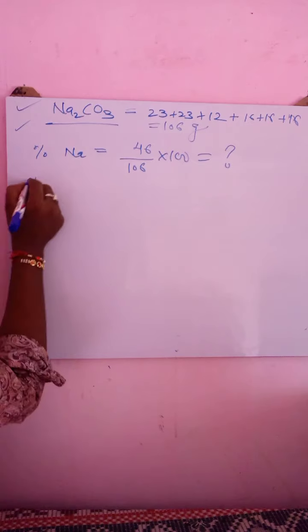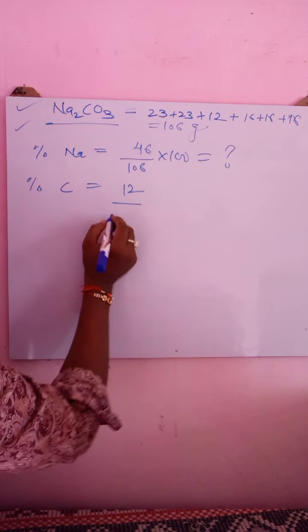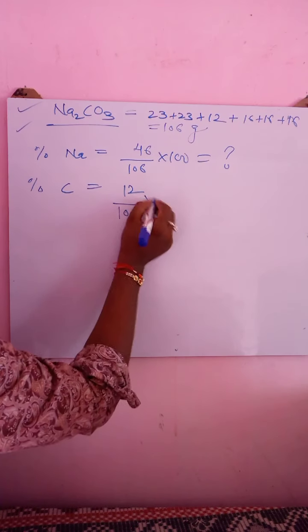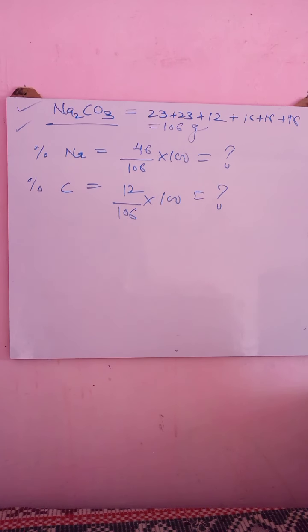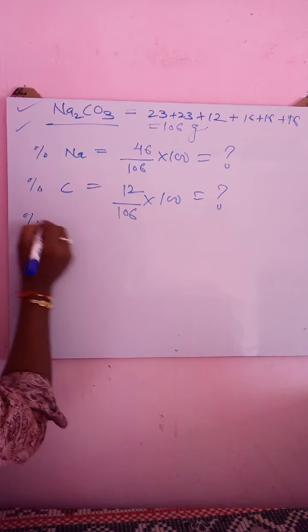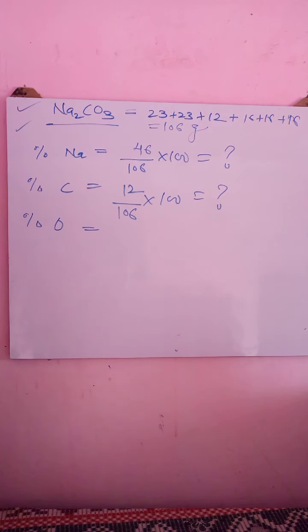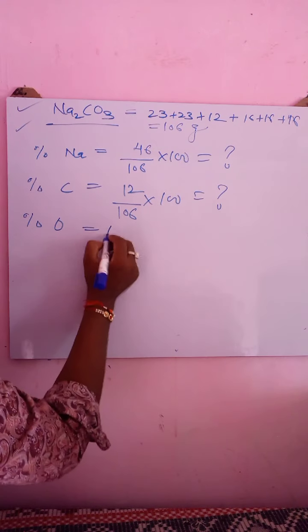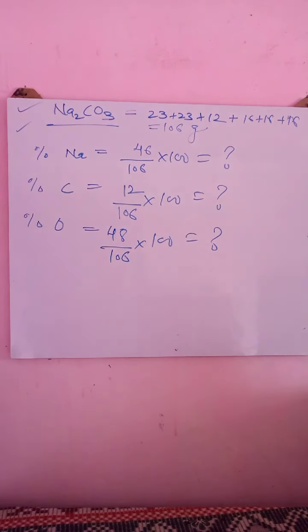The percentage composition of carbon in sodium carbonate: the mass of carbon is 12, the total mass of the compound is 106, multiplied by 100. For oxygen, how much oxygen is present? 3 oxygen atoms are present in sodium carbonate, so 16 times 3 is 48. 48 divided by 106 multiplied by 100 is the percentage of oxygen in sodium carbonate. I hope you can do the multiplication and division.